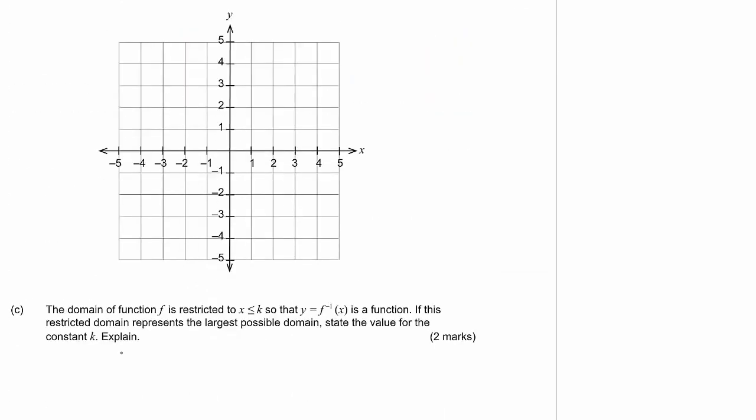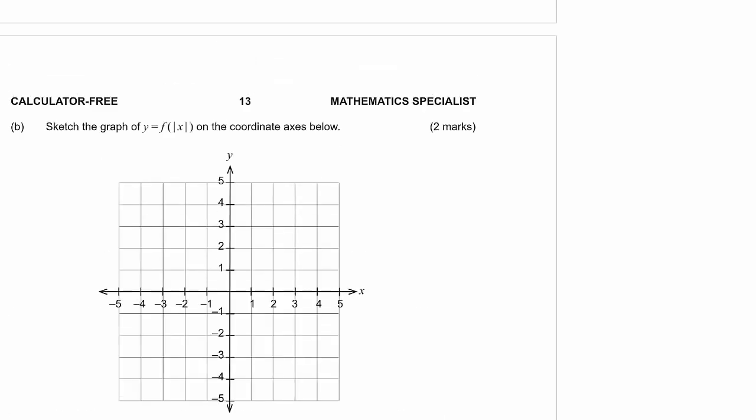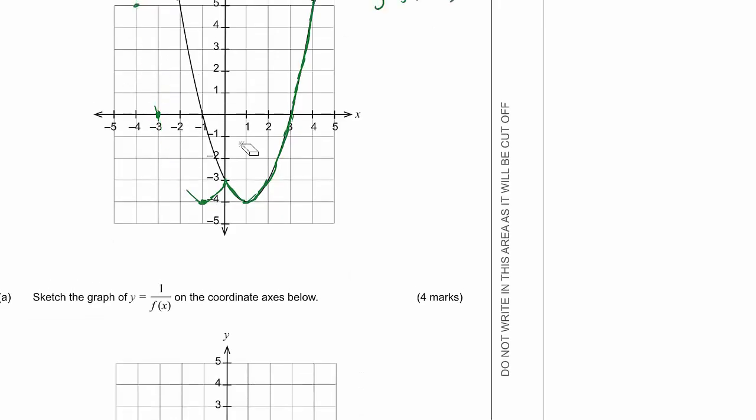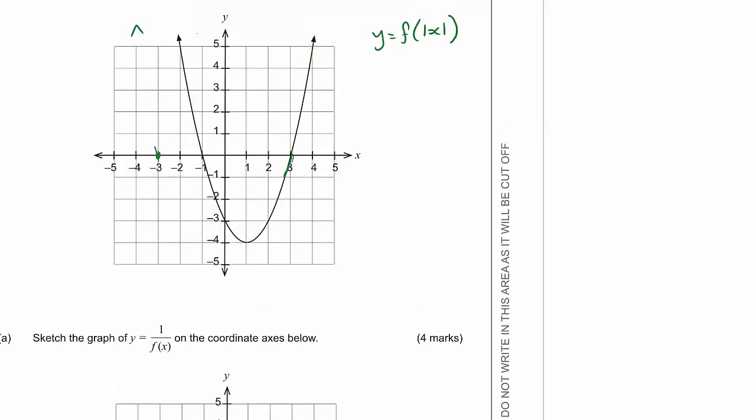So the domain of the function f is restricted to x's less than or equal to k, so that the inverse exists. If this restricted domain represents the largest possible domain, state the value of the constant k. So we want to make the function 1 to 1. Let's just get rid of all my drawing on this. So we're talking about this original function, and we want to restrict it to x less than or equal to k. Well, if we do that so that we only have this limb, that would be 1 to 1.